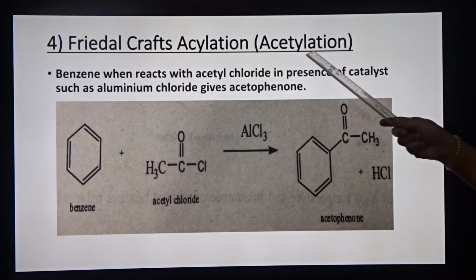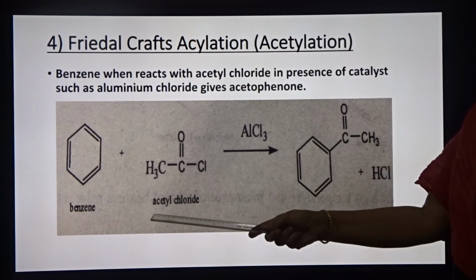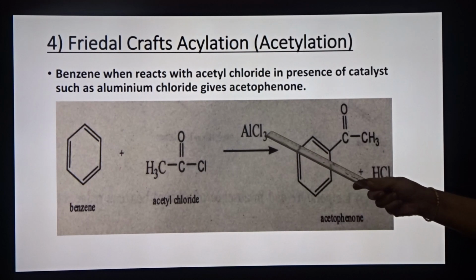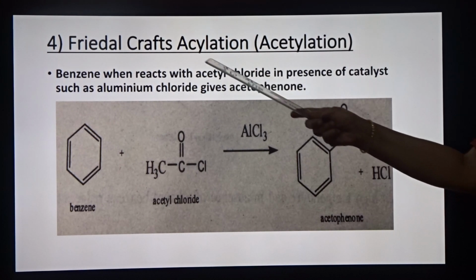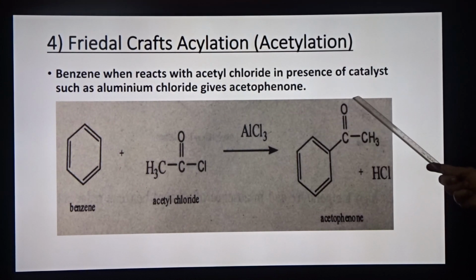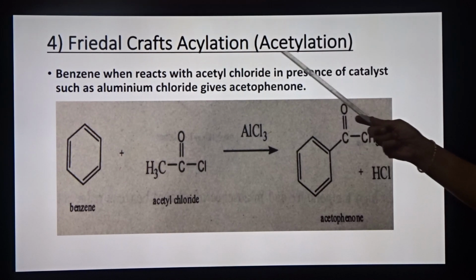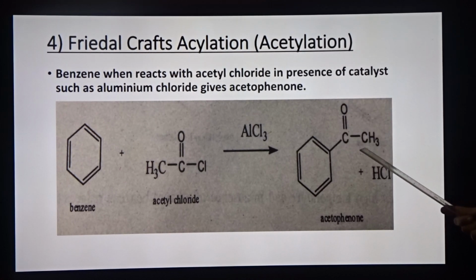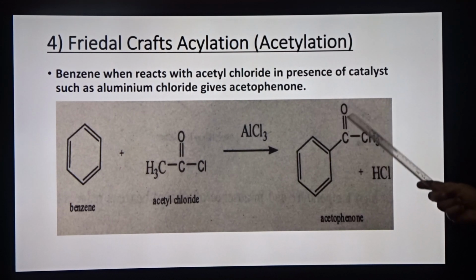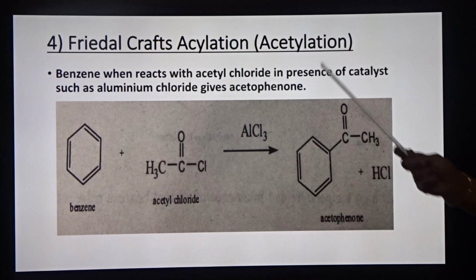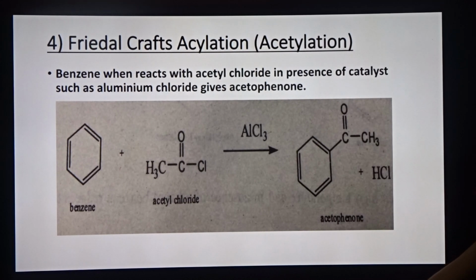Next, Friedel-Crafts acylation or acetylation. Benzene in the presence of acetyl chloride and aluminum chloride gives acetophenone. So this RCO is the acyl group. If an acyl group is added, the reaction is known as acylation. Because an acetyl group is added here, it is known as acetylation. If in place of CH3 an ethyl, methylene or propyl group is added, then it is known as an acylation reaction. Its specific example is acetylation, because the acetyl group is reactive. This type of reaction is known as Friedel-Crafts acylation.